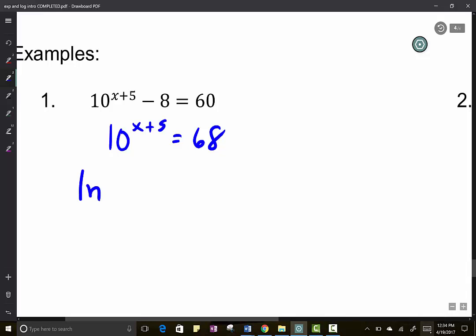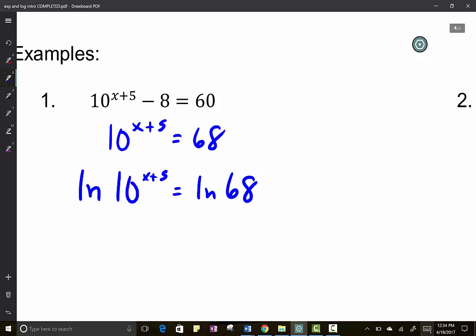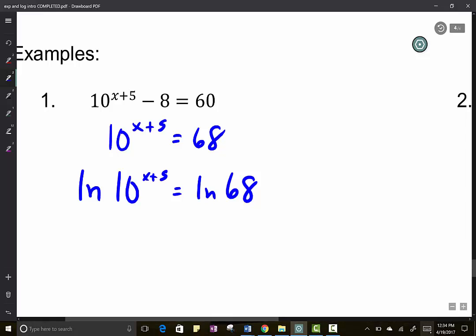You can take the natural log of this side, and then you can take the natural log of this side. Now here's what that does for us. Now that it's in logarithm form, we can use the power rule. What can we do with that x plus 5? Where can it move? What does the power rule say you can do with an exponent? It can move down front. So actually the way this is written now is x plus 5 times natural log of 10 equals the natural log of 68.